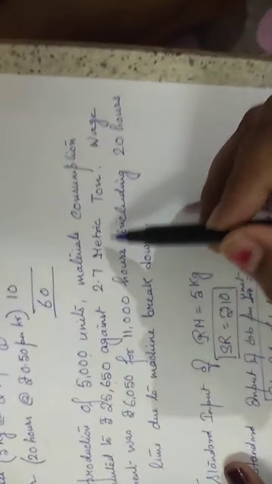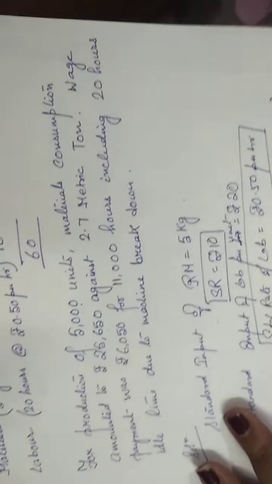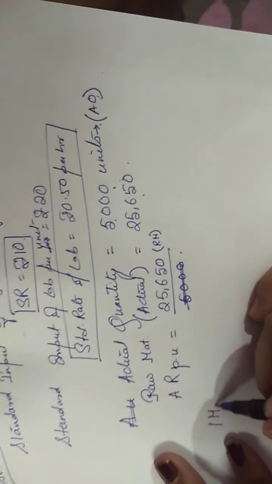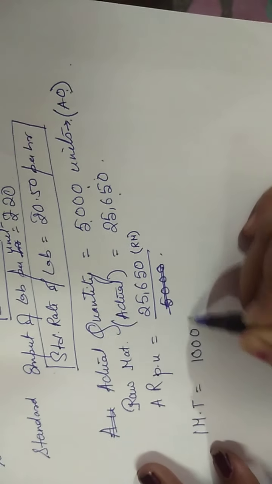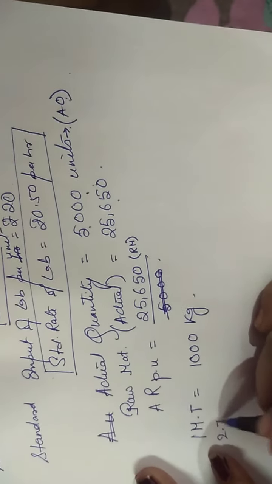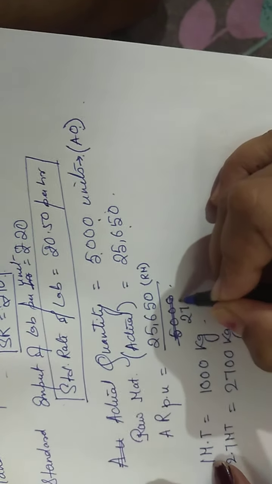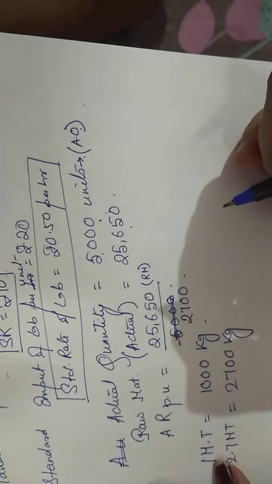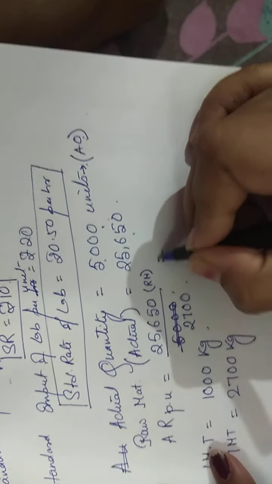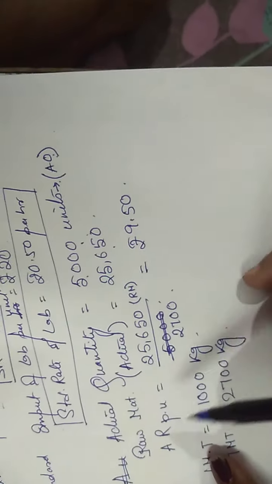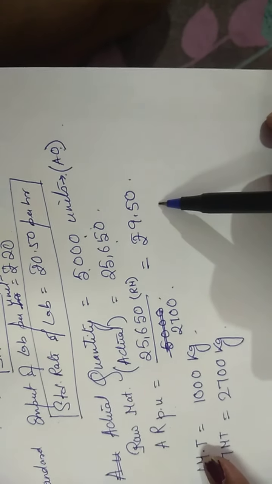against 2.7 metric ton. 1 metric ton is equal to 1000 kgs, so 2.7 metric ton is equal to 2700 kg. Fine. So actual rate per unit would be 25,650 divided by 2700, and it will come to rupees 9.50. So this is your actual rate per unit, 9.50.